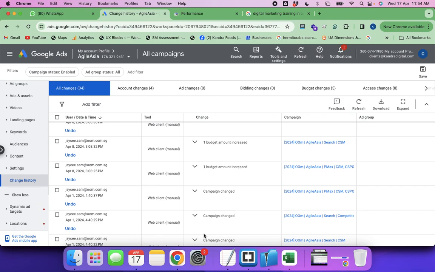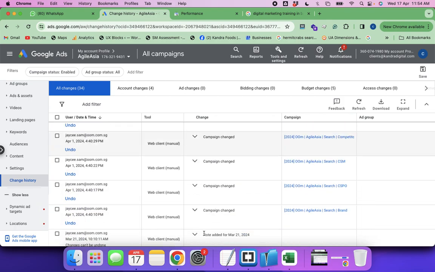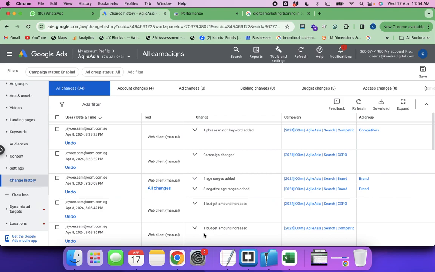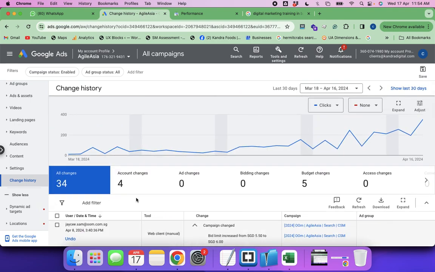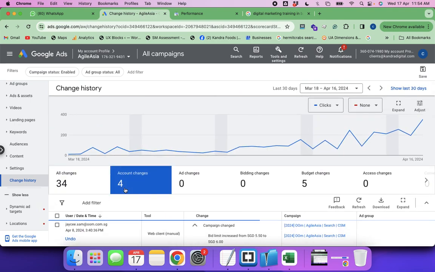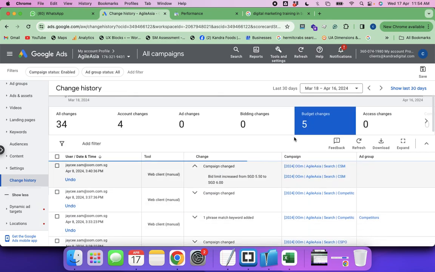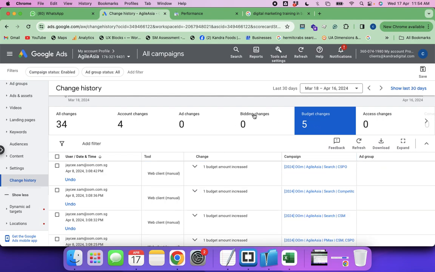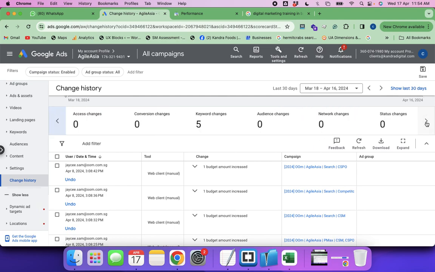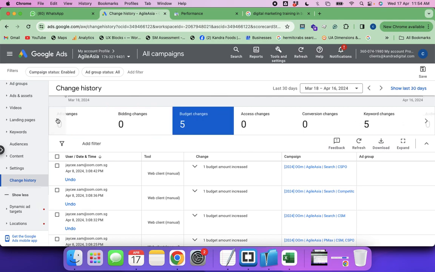So basically it is information on everything that has been done on the account. When people are spending so much, it's important to understand what kind of changes are being made and who is making them, correct? And there's a breakdown as well, with filtering: budget changes, ad changes, bidding changes, account changes, targeting changes, various kinds of changes done on the account can all be monitored here.